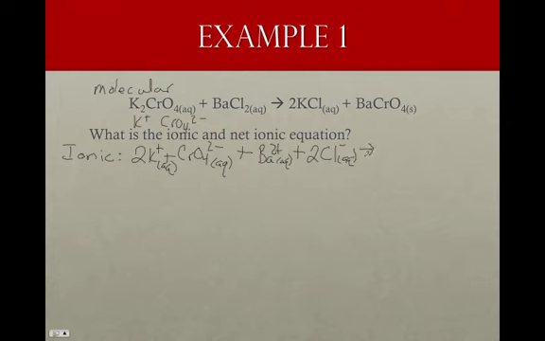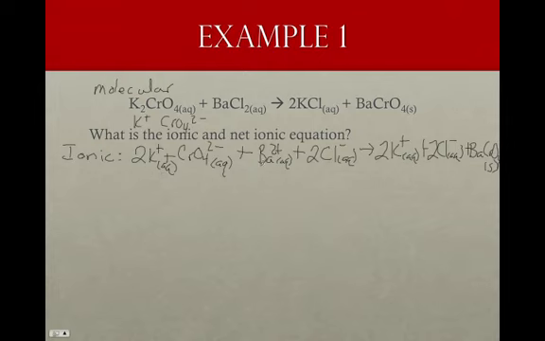And that's going to form 2K+ aqueous plus 2Cl- aqueous plus, because this is a solid, we don't split it up. It stays as a compound because those ions are attached and bonded to each other. So plus BaCrO4, and that's a solid. So that's our ionic equation.